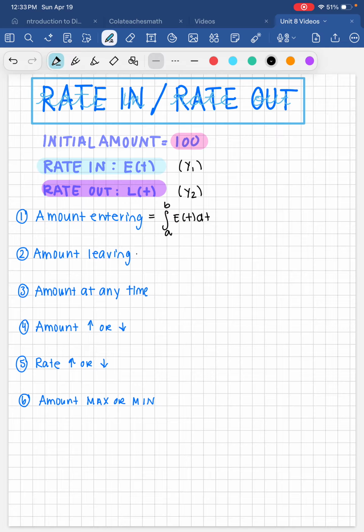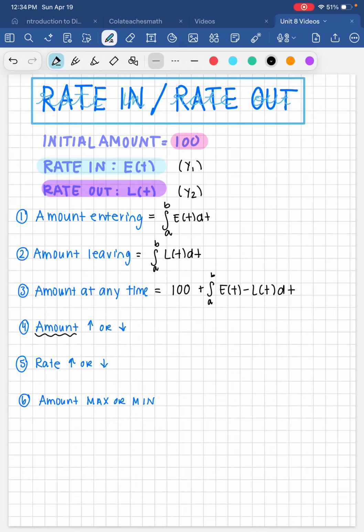If I want to know how many kids are leaving the school, we integrate rate out from A to B. If I want to know the amount at any time, so at 2 p.m., how many kids are in the school, that's when you have to do the initial amount plus the integral of rate in minus rate out. This is the only one where you account for the initial condition, number 3.